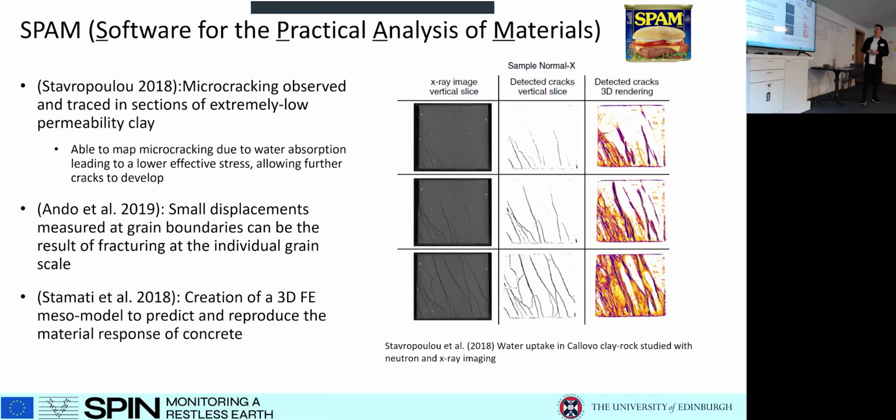But yeah, so the first example I thought I'd highlight was this micro-cracking that was done by Stavropoulou. They basically were looking at this very highly impermeable clay, which was proposed to be used in radioactive waste disposal facilities. And they were able to track and 3D render micro-cracking that was occurring due to water absorption. They determined that this was lowering its effective stress, which allowed further cracks to develop, and maybe it's not a good idea that they should use this clay for radioactive waste disposal. So I thought that would be very useful for some imaging work.